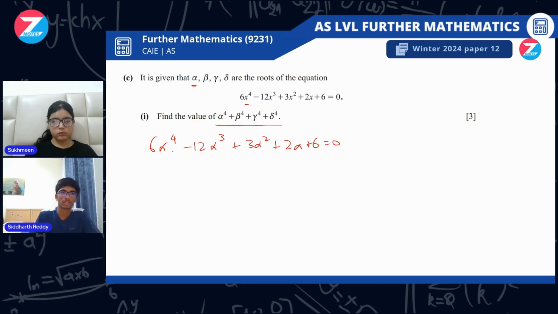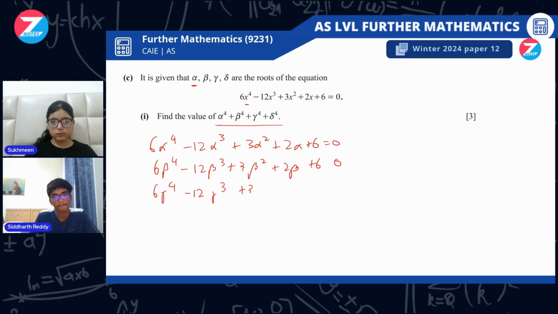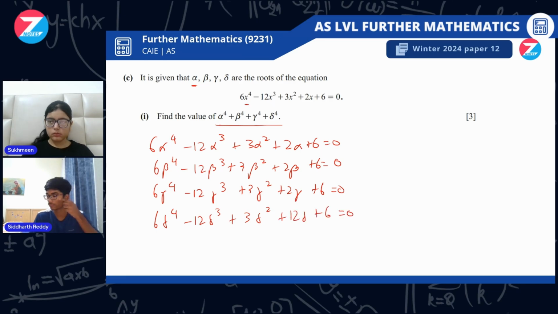And we can substitute beta also. So 6 beta to the power 4 minus 12 beta cubed plus 3 beta squared plus 2 beta plus 6 is equal to 0. And similarly, gamma, and substituting delta also. Okay. So now that we have these 4 equations, what we can do is actually take the sum.